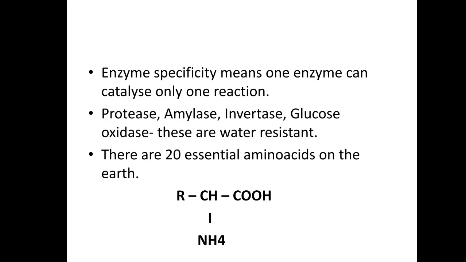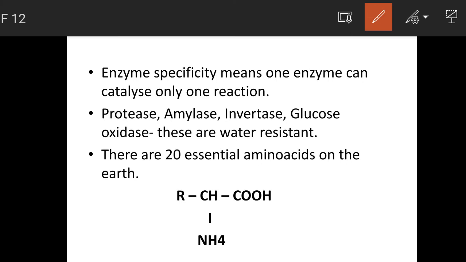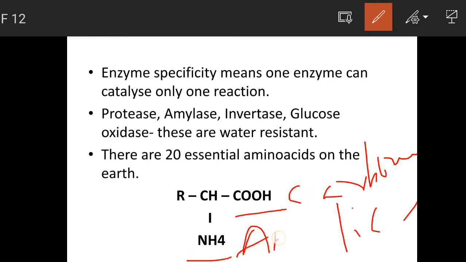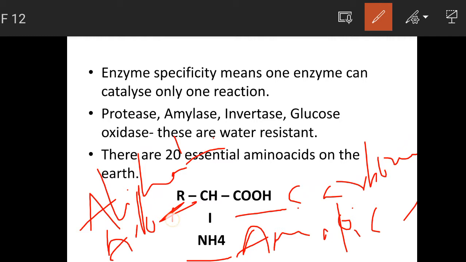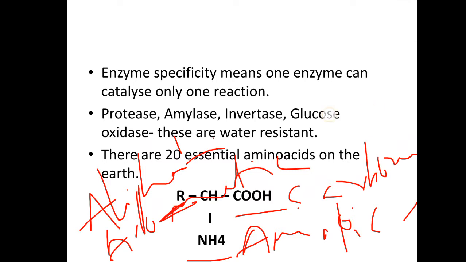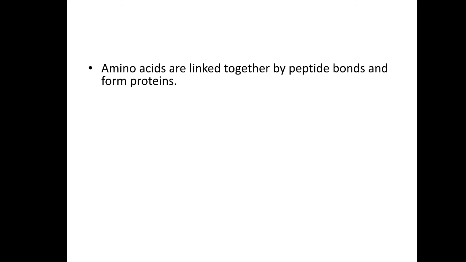So this is the basic structure. Look at the structure. This is the carboxylic group, and this is the amino group. And this R is either aliphatic compounds or aromatic groups present in this place. So this is the basic structure of amino acid. And then amino acids are linked together by peptide bonds and form proteins.